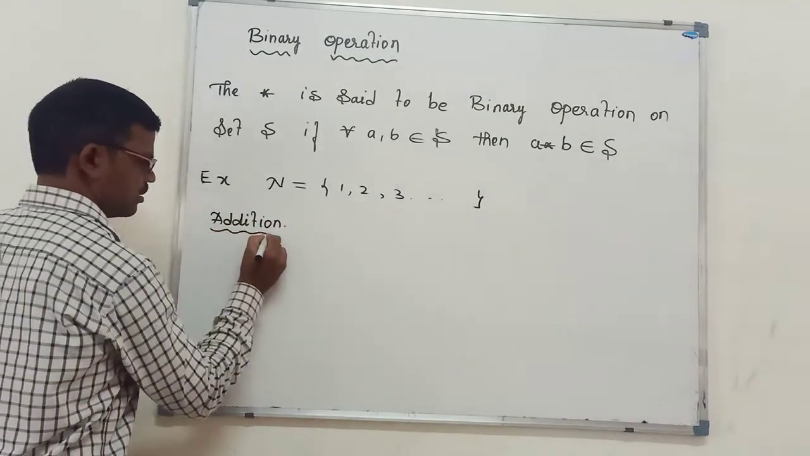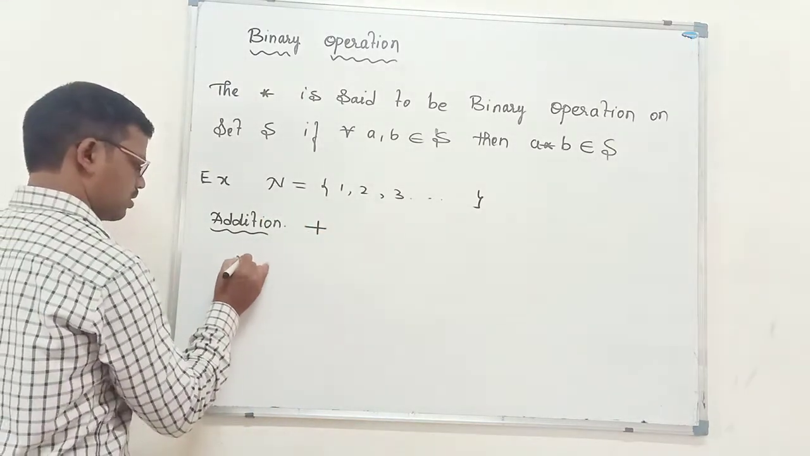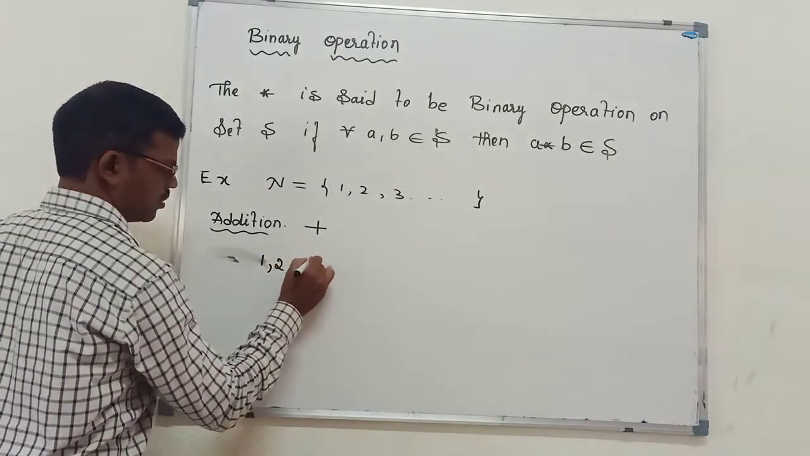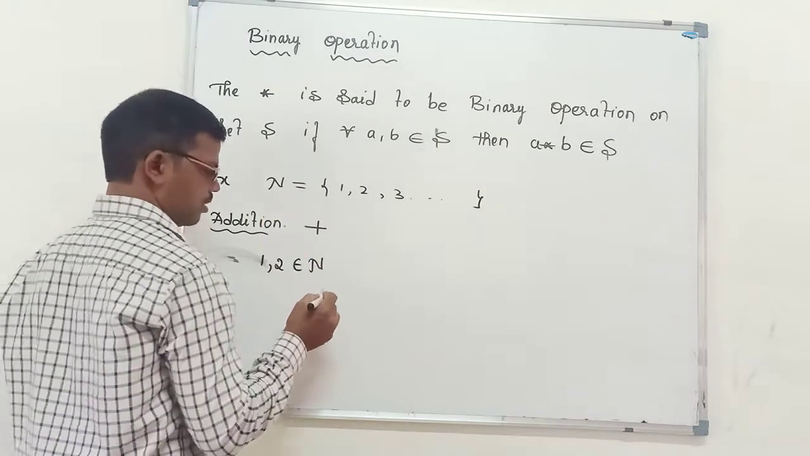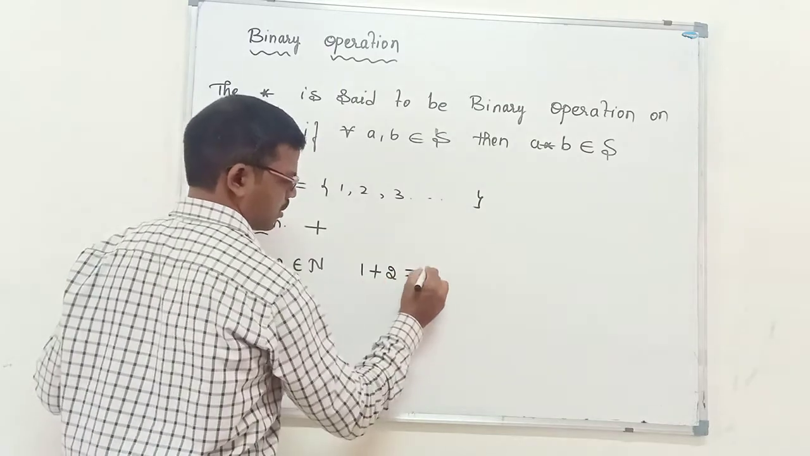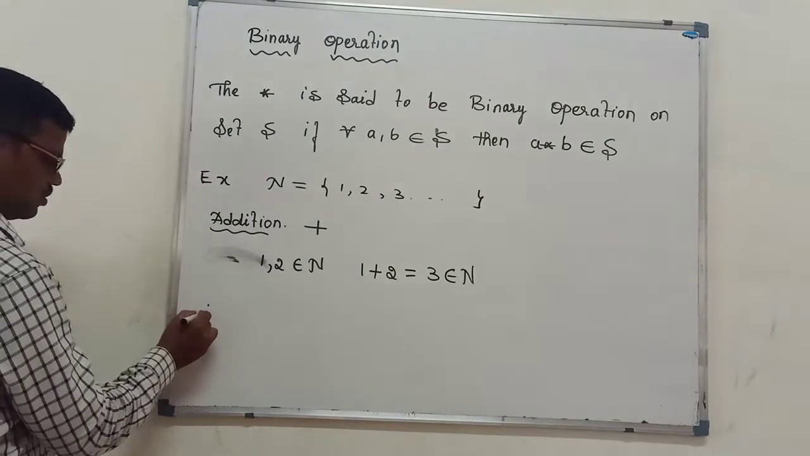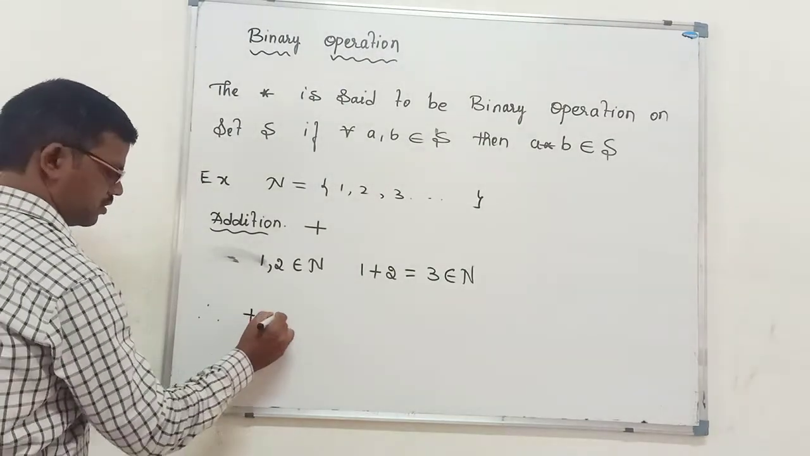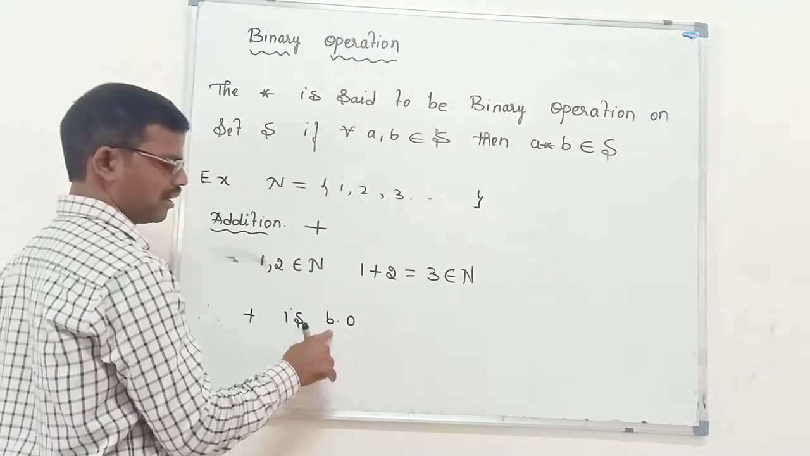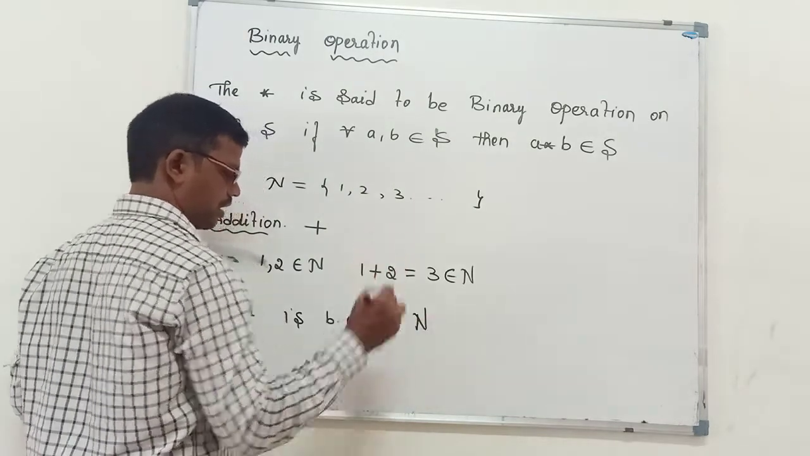Addition. Symbolically we take it as plus. For all, we'll take any two elements 1, 2 belongs to N, and 1 plus 2 is equal to what? 3. 3 is there in the natural numbers. If you take any numbers, therefore addition is a binary operation. We'll write BO, binary operation on N, on natural numbers.